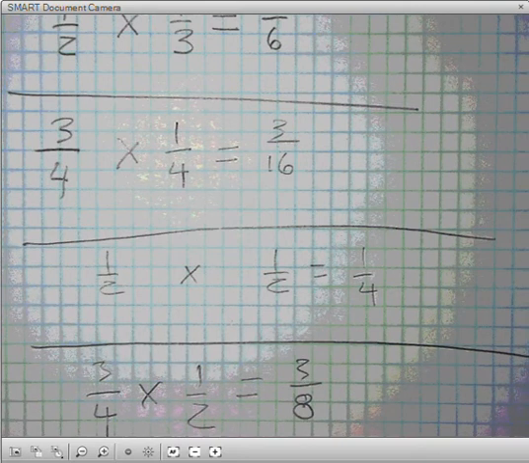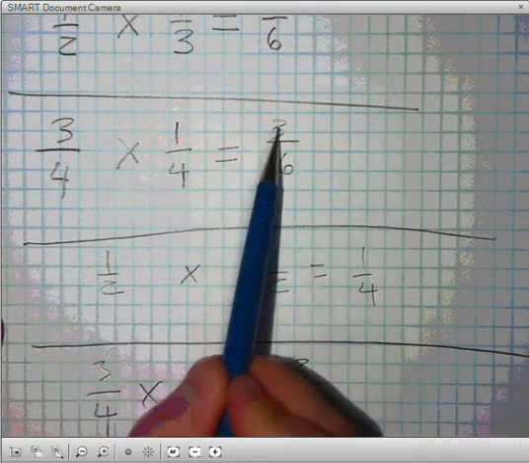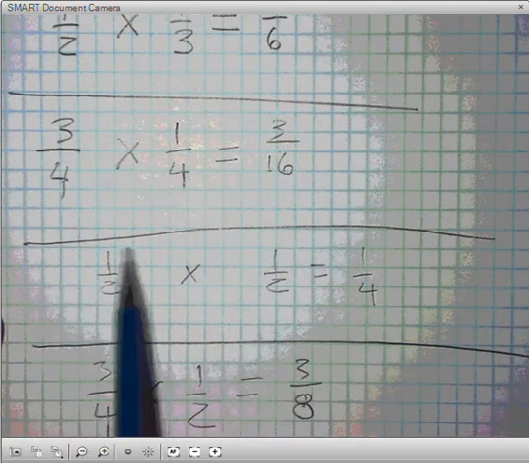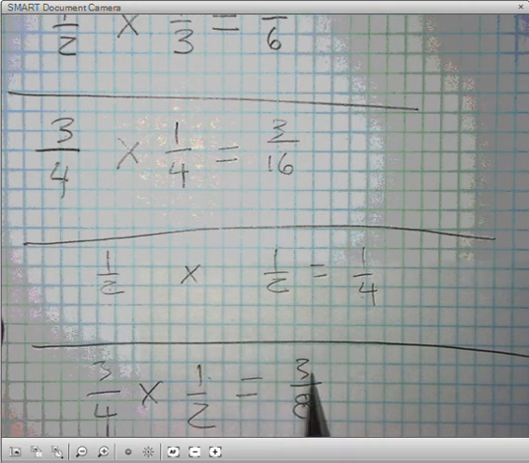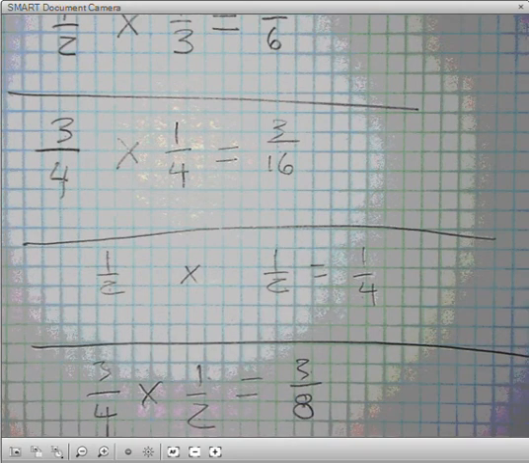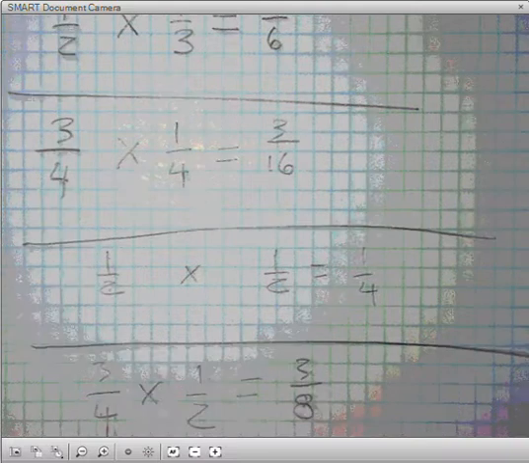Yeah, that's amazing. That's exactly what's going on here. If you look, 3 and 1 gives us 3, 4 and 4 gives us 16, 1 and 1 gives us 1, 2 and 2 gives us 4, 3 and 1 gives us 3, 4 and 2 gives us 8. So that's a pattern in this math that we can see. Let's try a couple more challenge problems.